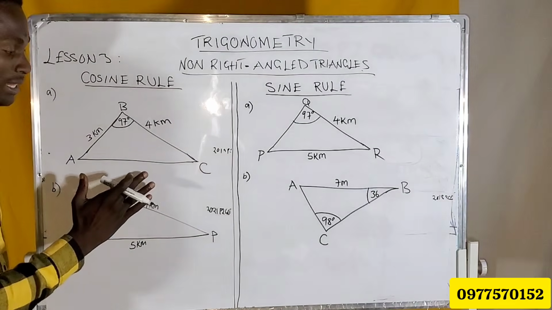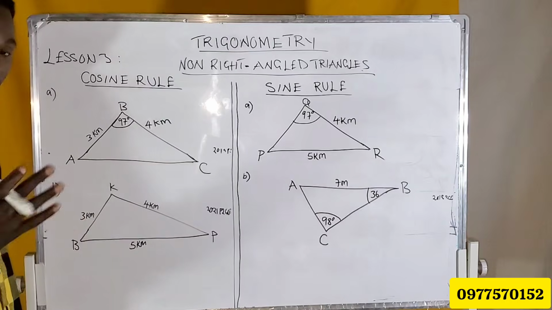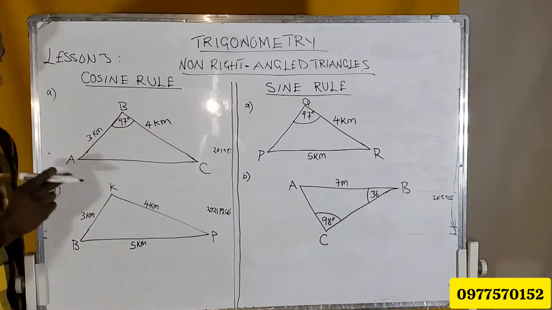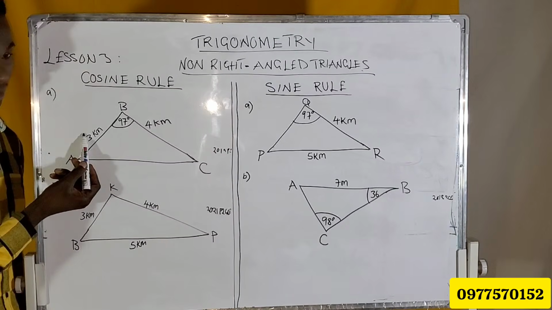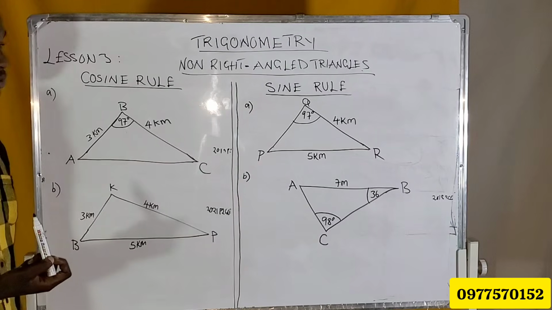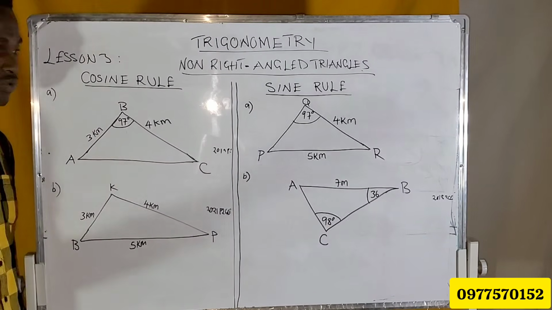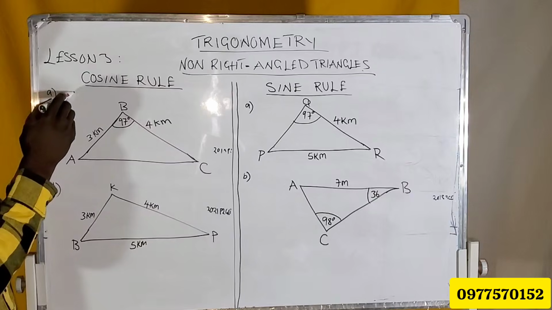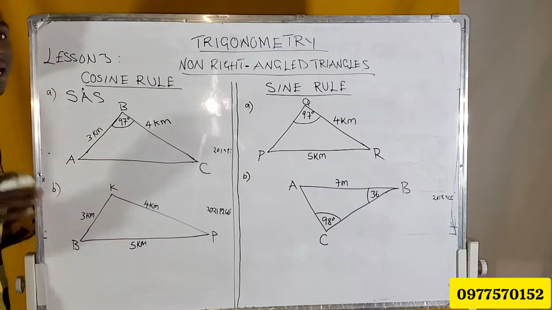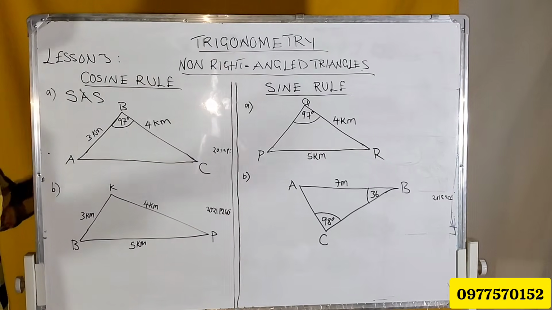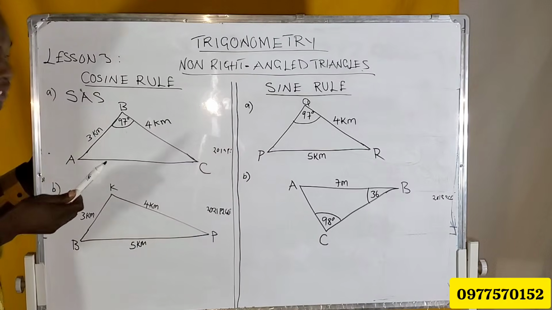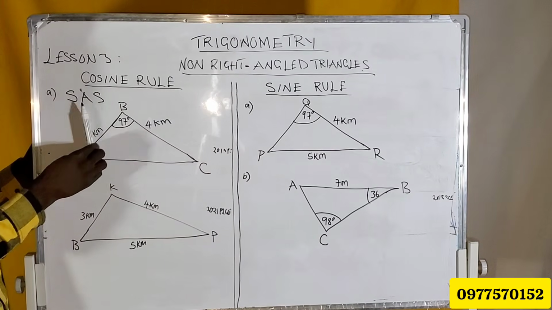Either cosine or sine rule is coming in your exam. Look at this. Number 1, do you see this diagram? You have a side here, an angle in between, then a side on the other side. So we use the cosine rule when you are given a side, an angle, and a side. This angle here is an included angle. What it means is that the angle has to be in between the sides.